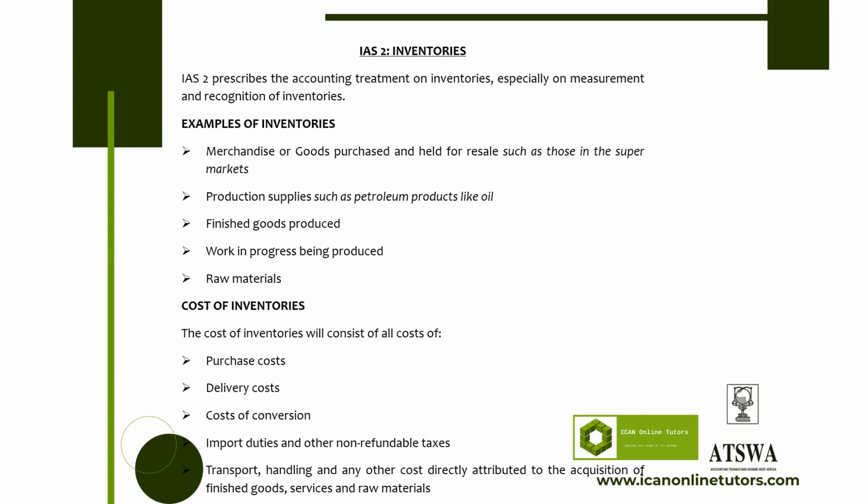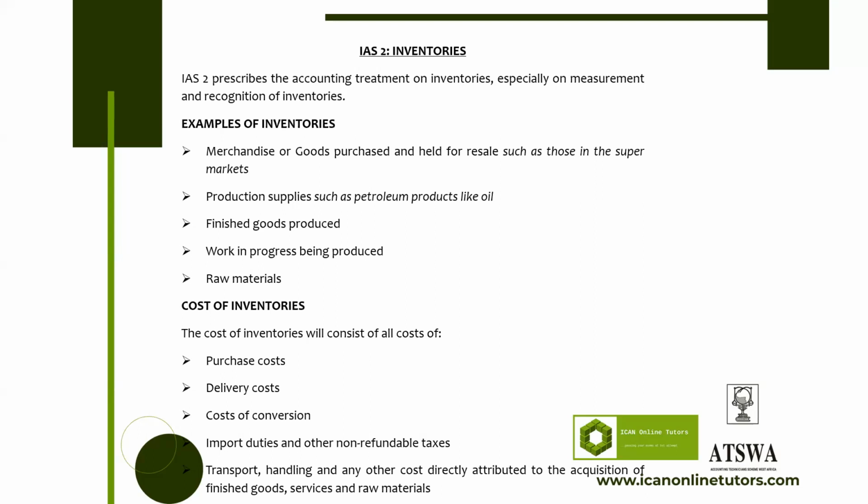Work in progress, of course, we know work in progress are goods that are partly finished. Let me say they are in their average stage of production, and raw material. So these are examples of inventory: merchandise, production supplies, finished goods, work in progress, raw material.